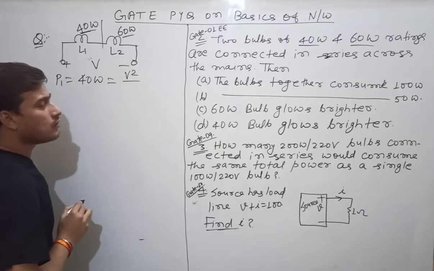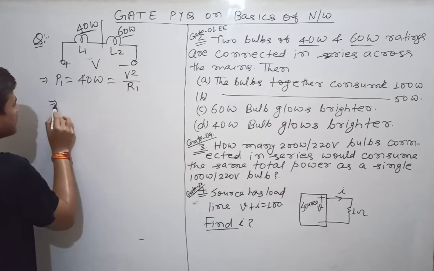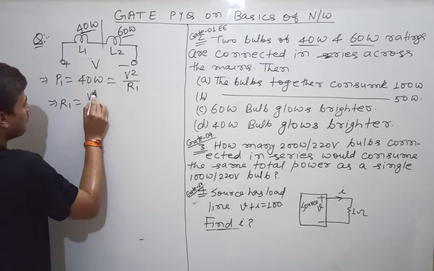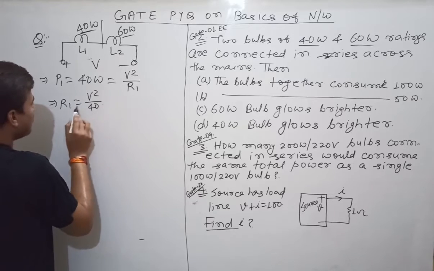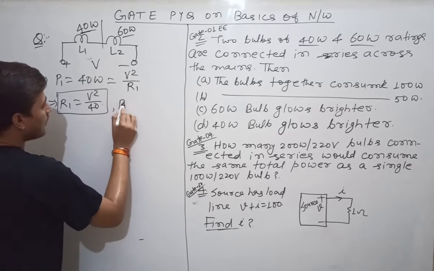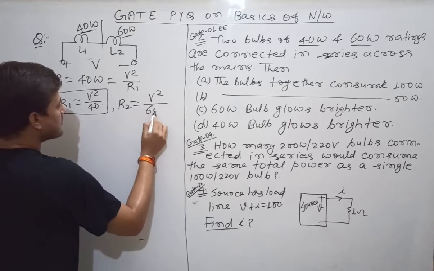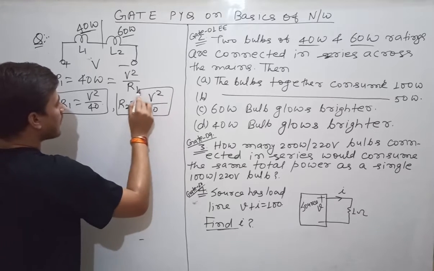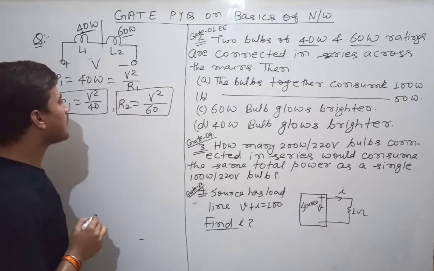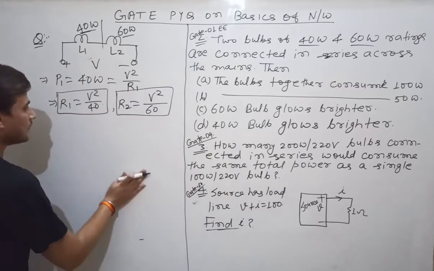Power consumed is equal to V square divided by R1. So from here you can write R1 is equal to V square divided by 40. Similarly, the resistance of the second bulb will become V square divided by 60.